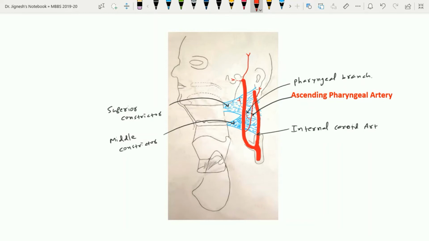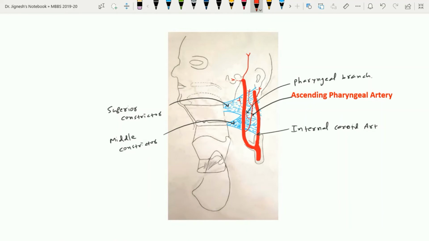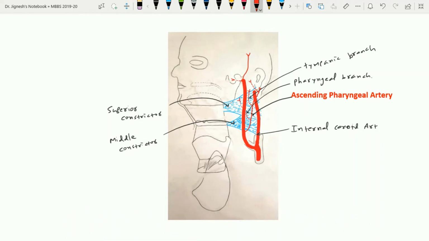The other type of branch is the tympanic branch, and this tympanic branch enters the middle ear cavity to supply it along with a few other tympanic branches. And the third type of branches from this ascending pharyngeal artery are the meningeal branches. These meningeal branches enter the cranial cavity through the foramen lacerum, jugular foramen, as well as the hypoglossal canal. So these are the three types of branches from the ascending pharyngeal artery.